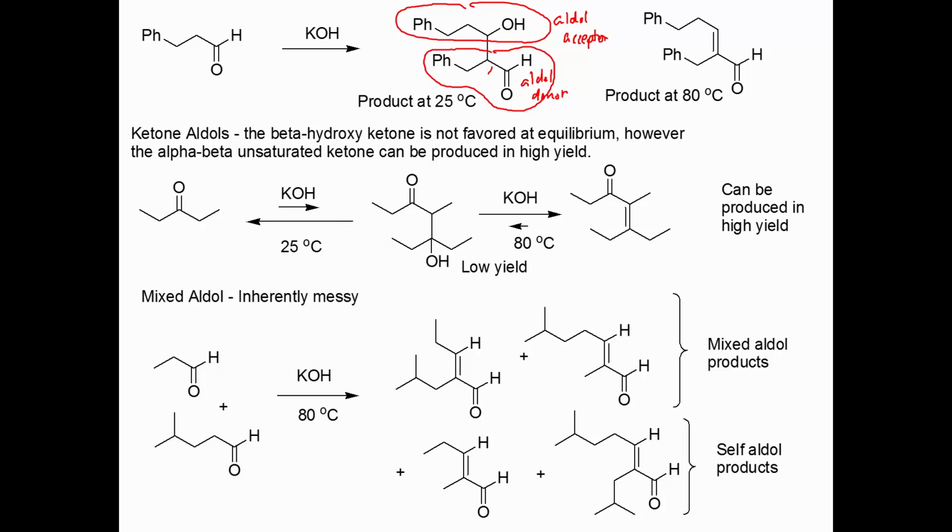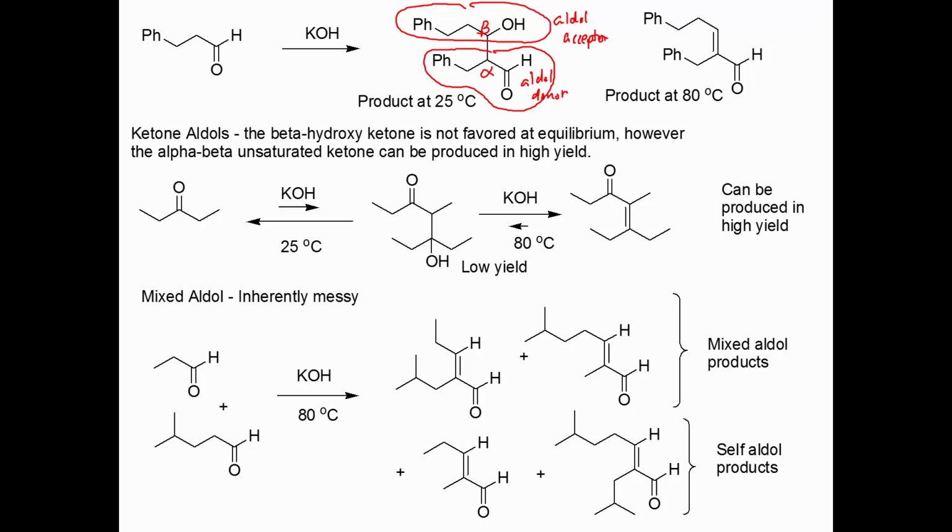And the new bond that we form is the alpha beta bond. At higher temperature, this one can undergo the water loss just like the other one and produce the alpha beta unsaturated aldehyde. When ketones do the aldol, this reaction at 25 degrees C is not quite as favorable. It's hard to really make this one go in a high yield. But the reaction at higher temperature actually is favorable because it produces a much more stable compound.